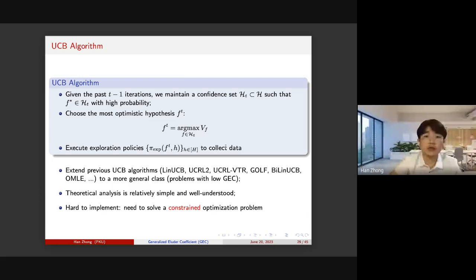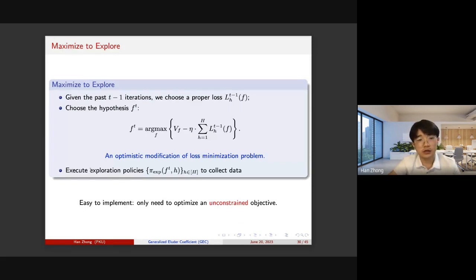based on the past T-1 iterations, we can choose a proper loss function, and then we choose the f_t by solving this maximization problem. So this function can be regarded as an optimistic modification of the loss minimization problem. And then based on this f_t, we execute the exploration policy to collect data. And this maximize-to-explore algorithm is easy to implement, and it only needs to optimize an unconstrained objective.